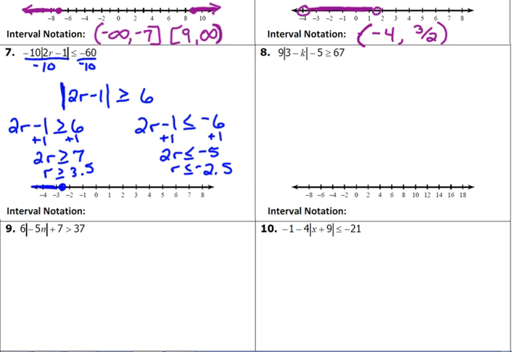So we end up with the ends here, because after we isolated the absolute value, it was greater than or equal to. So greater than or equal to is going to give us the ends. The original one was less than, but that negative number flipped it around. Okay, so our interval notation, negative infinity to negative 2.5 with a bracket, 3.5 to infinity.